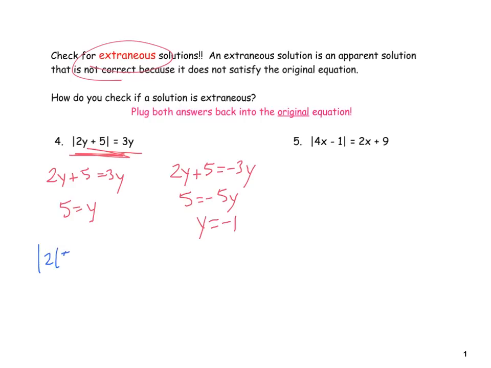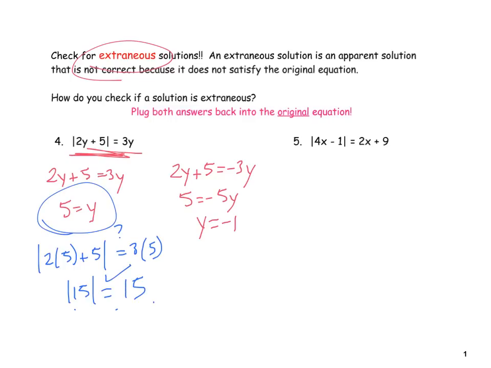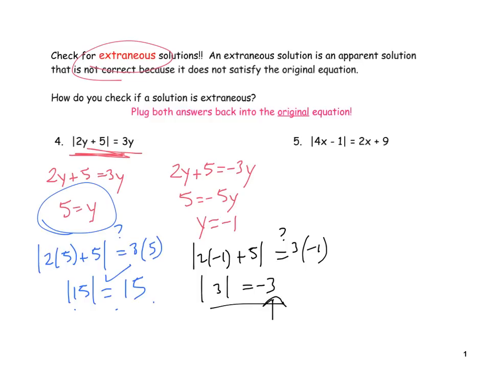I'm going to say 2 times 5 plus 5, is that equal to 3 times 5? I get 15 in here. Is the absolute value of 15 equal to 15? Yes, so that one works. Let's check the other one, negative 1. I get the absolute value of 3. Is the absolute value of 3 equal to negative 3? Is the absolute value ever negative? No. So we label this answer as extraneous. We want you to show that you tried both, wrote out both equations, and checked both answers. You can't just write down the answer without ever showing this work.